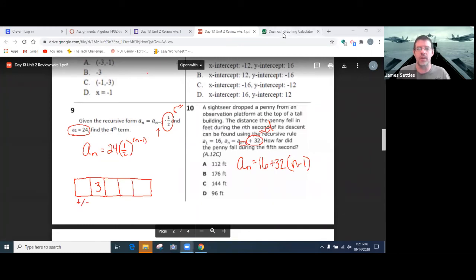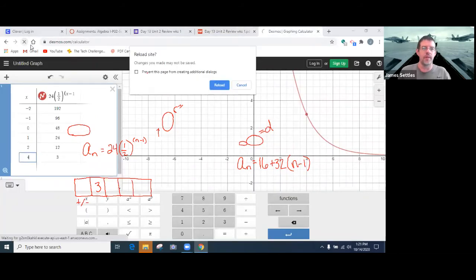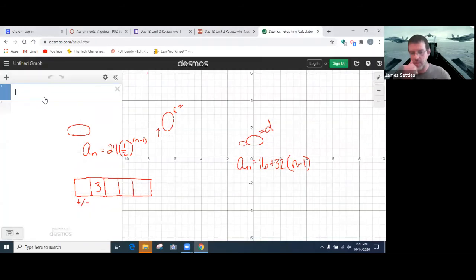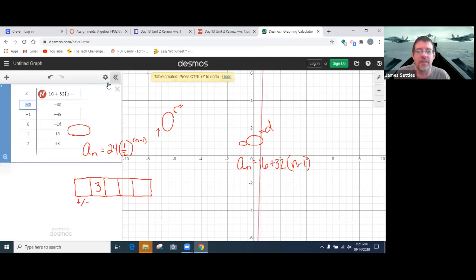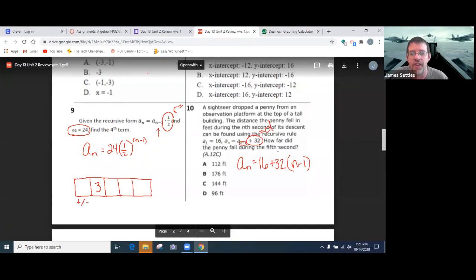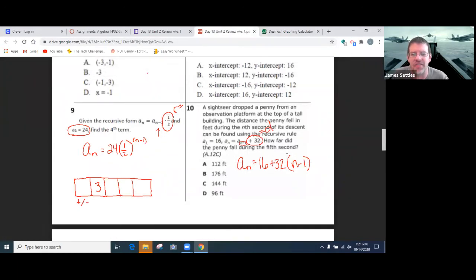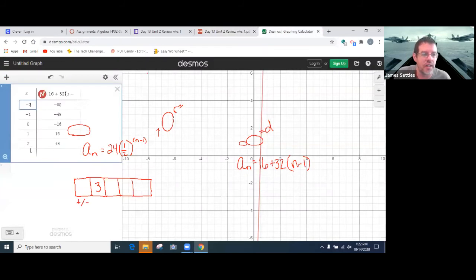All right, so I'm quickly going to go plug this in. So we got y equals 16 plus 32, parentheses, x minus 1. All right, and then we're going to do our table. And I did not even look to see what we're looking for. The 5th. And I hate how this says the 5th second, but they're talking about times in seconds. So the 5th second, so we're going to type in 5 right there. So 5, and the answer is 144.